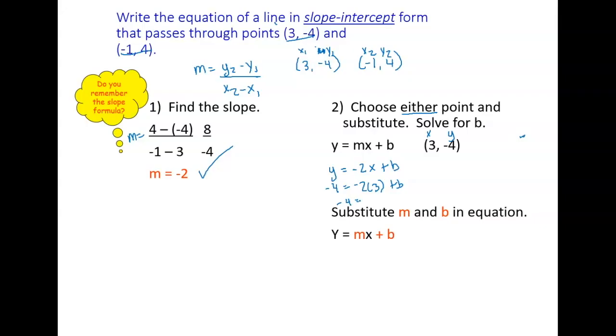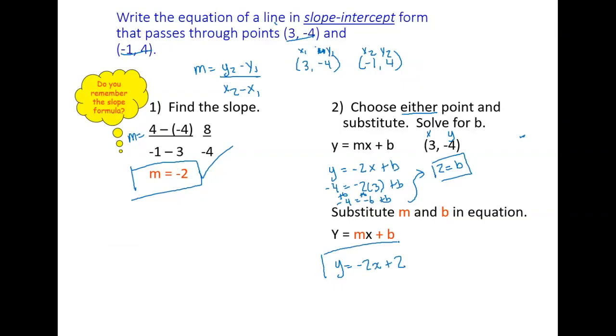So I get negative 4 equals negative 6 plus b, add 6. So negative 4 plus 6 gives me 2 is equal to b. So now I have my b is 2 and my m is negative 2. So now I'm going to substitute it all back in, and that's my equation of a line. So negative 2x plus 2. That's my equation of a line.